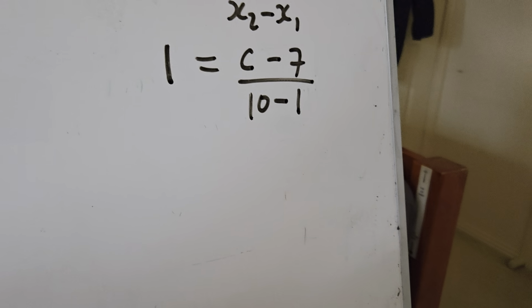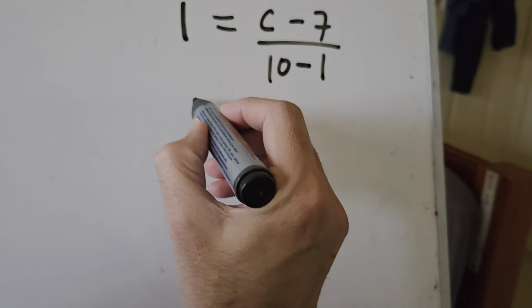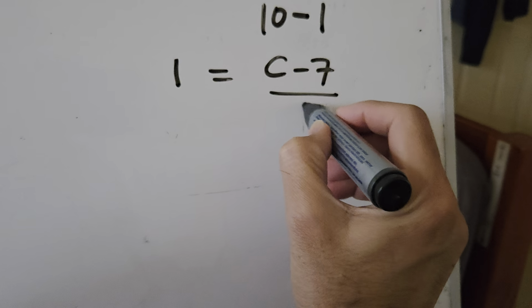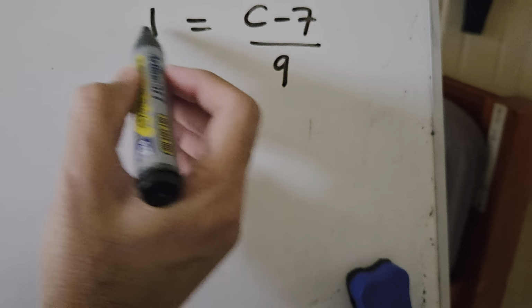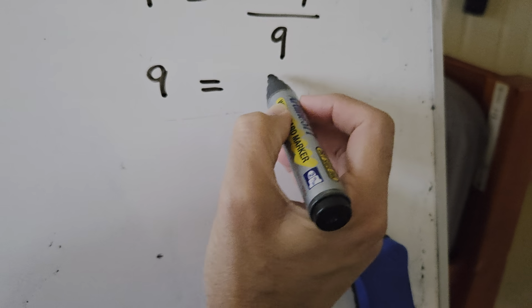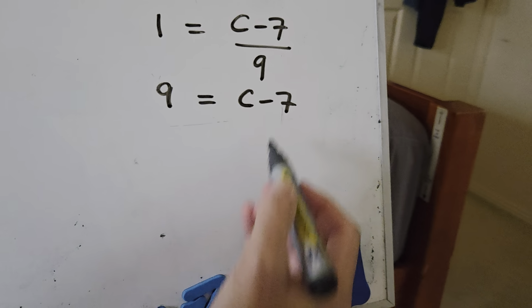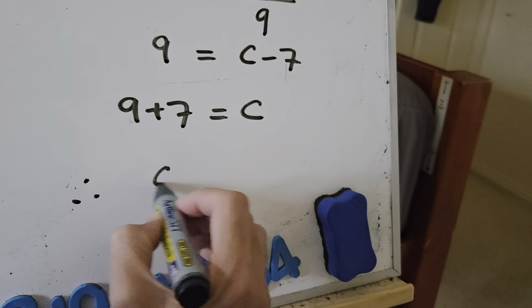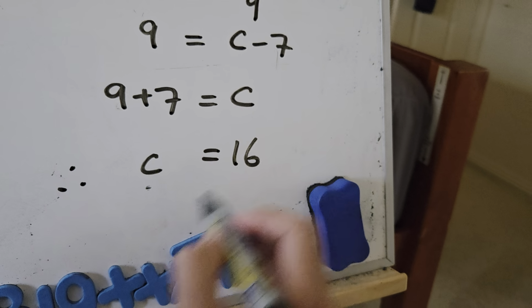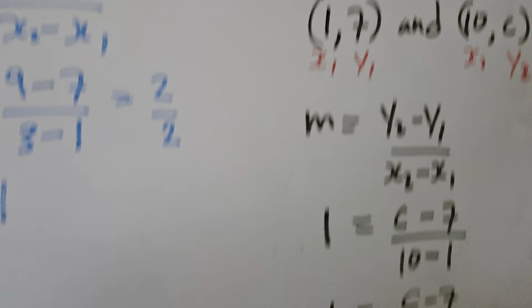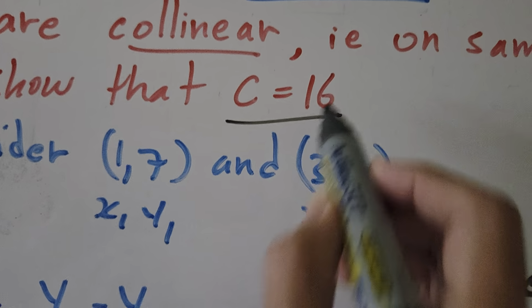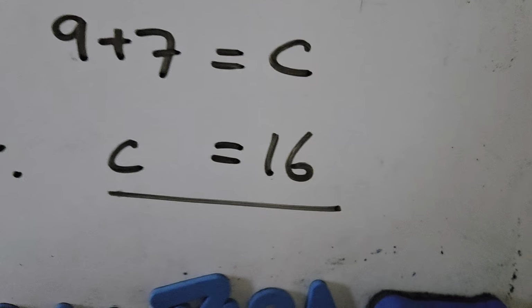Okay, so 1 is equal to C minus 7 over 10 minus 1. So 1 is equal to C minus 7, not C minus 1, divided by 10 minus 1, which is 9. The 1 and the 9 multiply to each other, which gives you 9, and that is equal to C minus 7. The minus 7 comes this side, so 9 plus 7 is equal to C. Therefore, the value of C is equal to 9 plus 7, which is equal to 16. So we have shown, and you can just underline that, that the value of C should be equal to 16, as asked in the question. Don't have to write anything else.